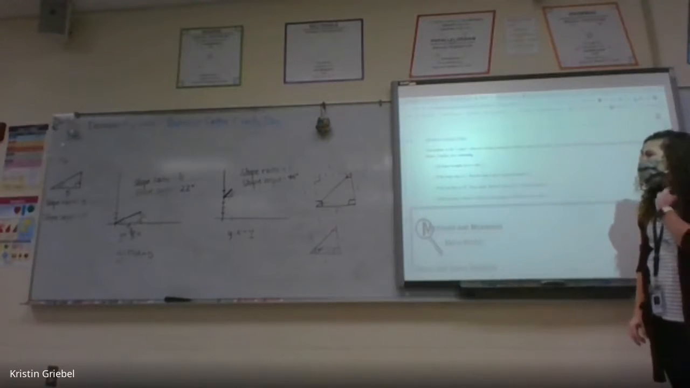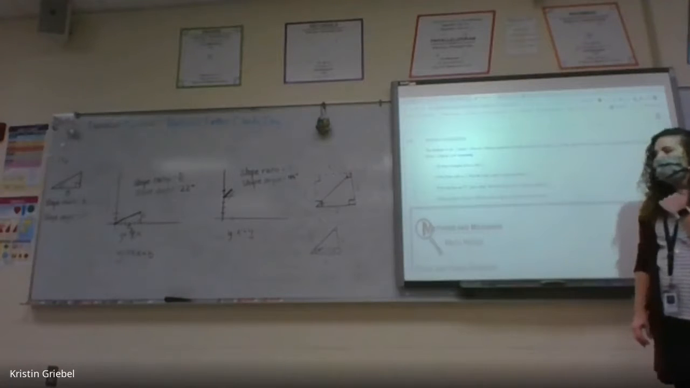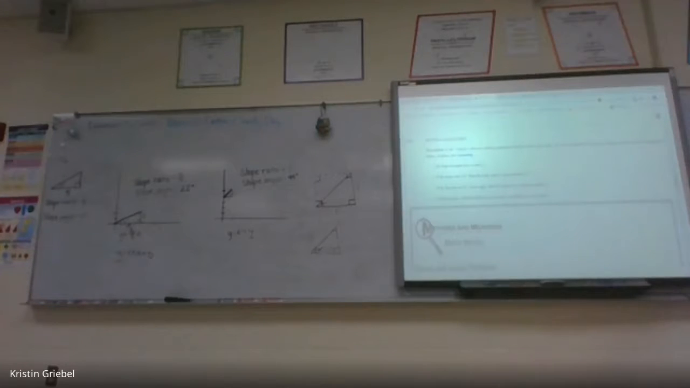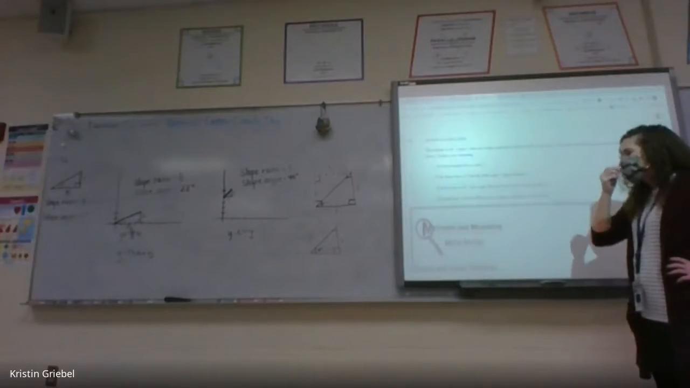If a slope ratio is 1/5, then the slope angle is approximately 11 degrees. True, right? We already figured that out. If a line has an 11-degree slope angle, then the slope ratio is approximately 1/5. True. These two are the same. They're just converses of each other.